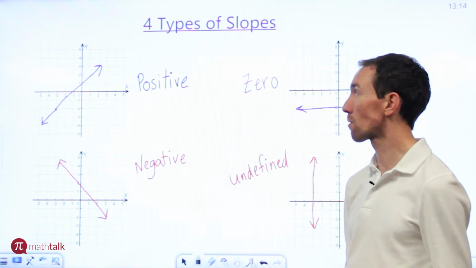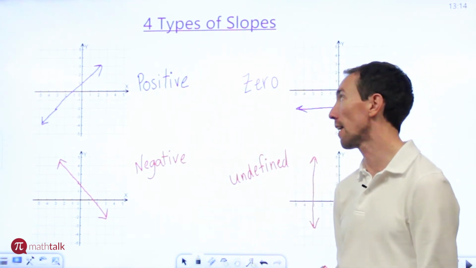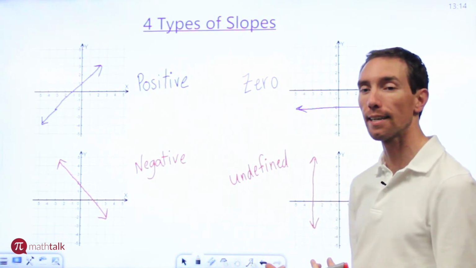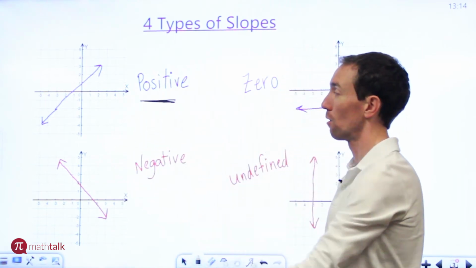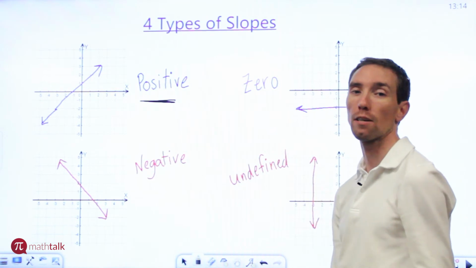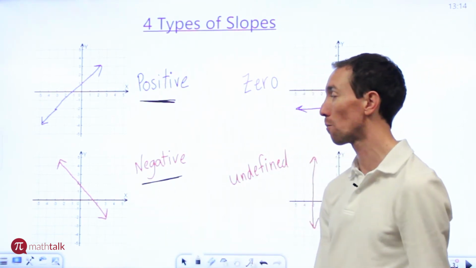There's 4 different types of slope that you're going to see. There's positive, negative, zero, and undefined. A positive slope is one that when you read it from left to right, it goes up to the right. So you can see that one right here. Your graph goes up to the right. A negative slope is basically just the opposite. When you're looking at it from left to right, it goes down to the right, and that's a negative slope.